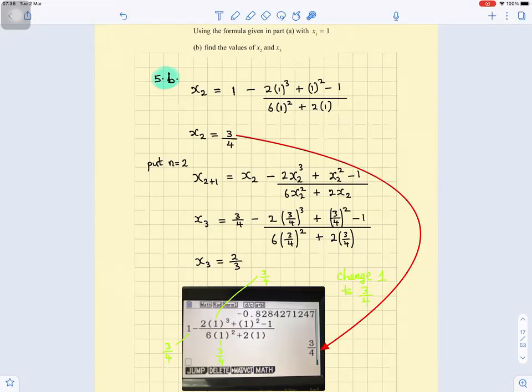And what you can do in your calculator, after you have done the first one, don't delete it in your graphics calculator. All you do is go and change the 1 to 3 over 4. Wherever you see 1, you change it to 3 over 4. And that will give you your next answer. So it's quicker. Or you can just retype it all over again.